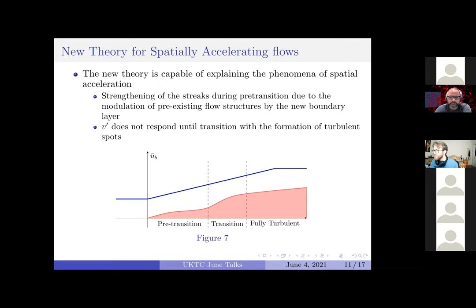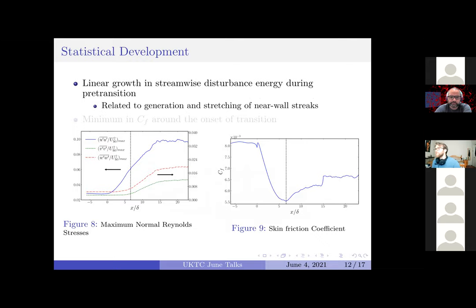It should also be noted that this theory is not specifically about laminarization, but it's about spatial acceleration in general. And from this, I think it's useful to discuss some of the statistical development of these flows. So a useful place to start is the Reynolds stresses. If we look at the maximum of the normal Reynolds stresses, we can see the blue line here, which represents the streamwise Reynolds stress.